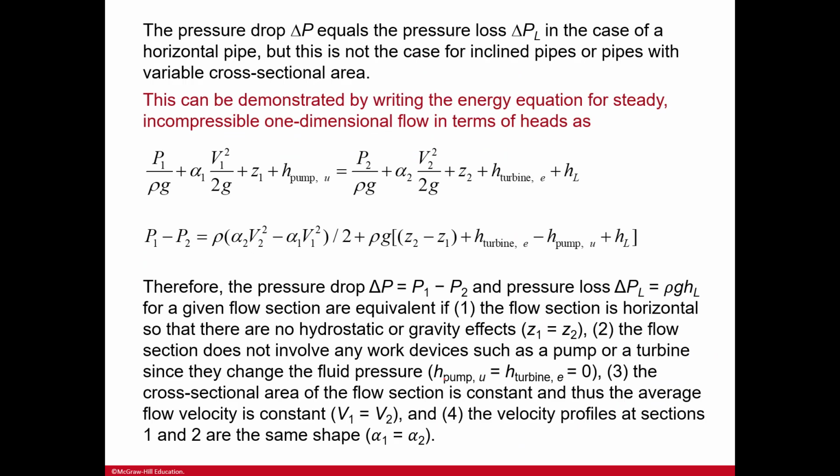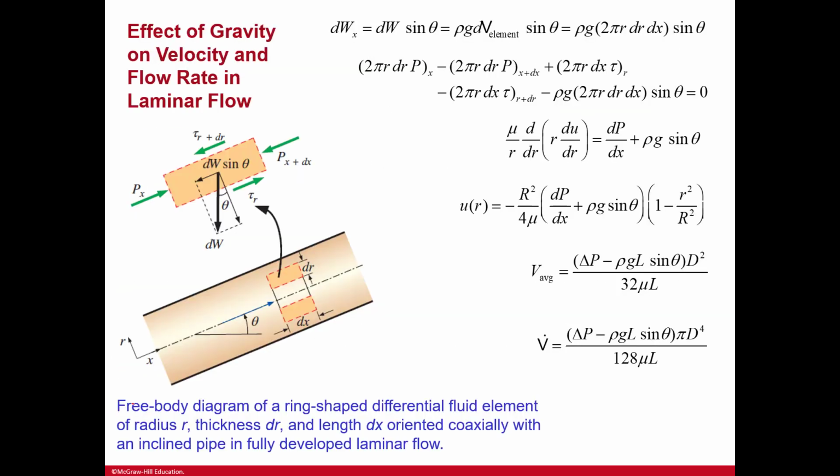So the pressure drop equals the pressure drop L in the case of the horizontal pipe, but that is not the case for inclined pipes or pipes with variable cross-sectional areas. This can be demonstrated by writing the energy equation for steady, incompressible, one-dimensional flow in terms of head here. And this is just giving you information about how we derive these formulas. The effect of gravity on velocity and flow rate in laminar flows. So here, again, just more deriving of formulas.